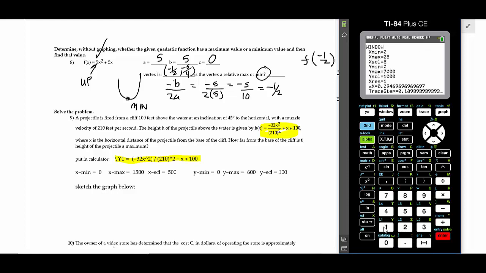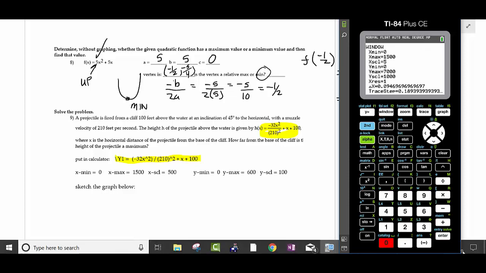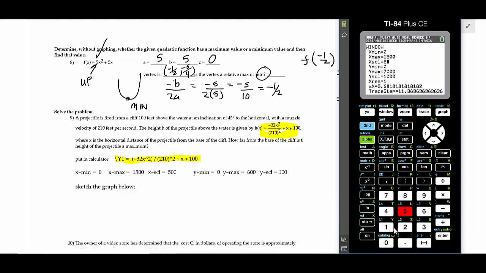So we're going to go 0 to 1500. I just experimented until I could see the whole parabola. That was my idea. Then I scale that by 500. And then on the y's, I'm going to go 0 to 600, and then scale by 100.